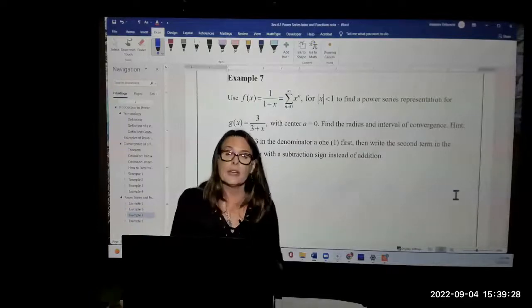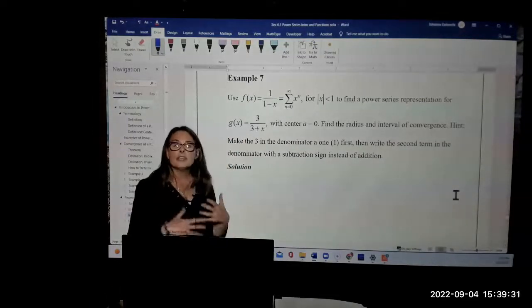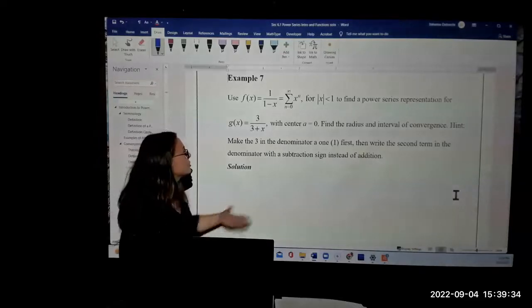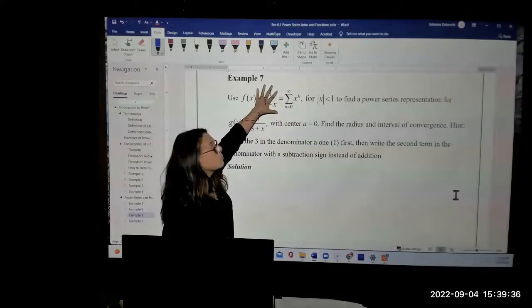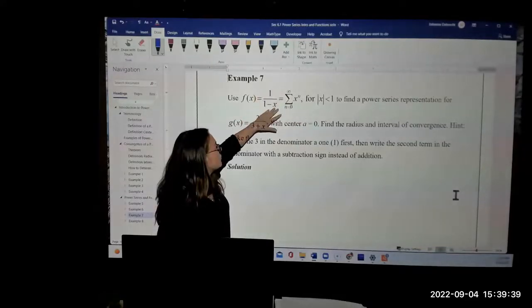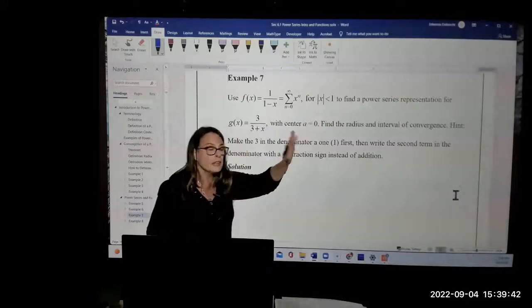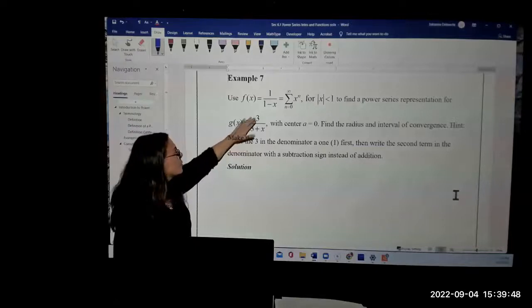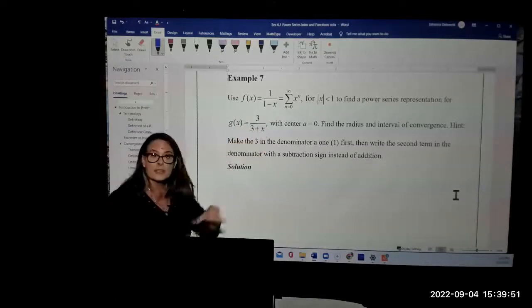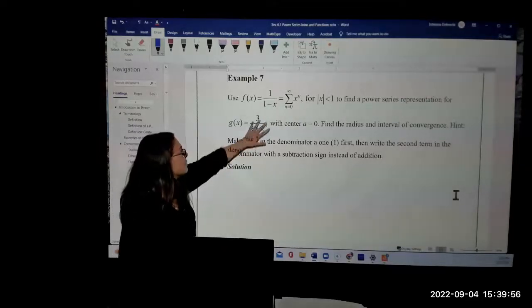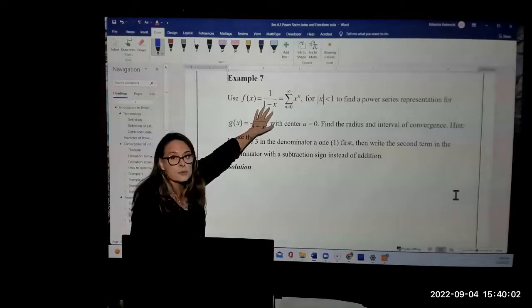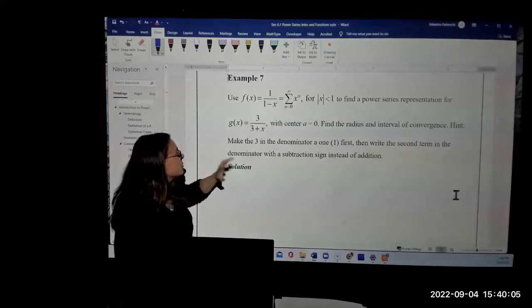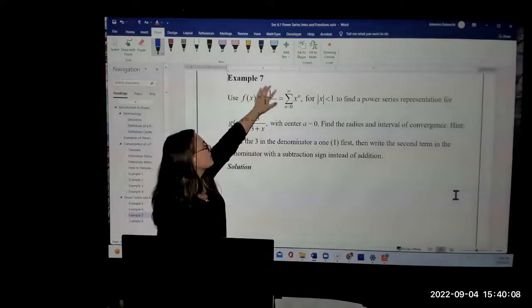In example 7, we again want to take advantage of the typical power series representation, the sum of x^n, representing the function 1 over 1 minus x, provided we're between -1 and 1, to find a power series representation for g of x, which is 3 over 3 plus x with the same center 0. And then we want to find the radius and interval of convergence for the new power series, which will represent 3 over 3 plus x, using this one as our guideline. Now, in order to do that, we want to get this to look like this format.